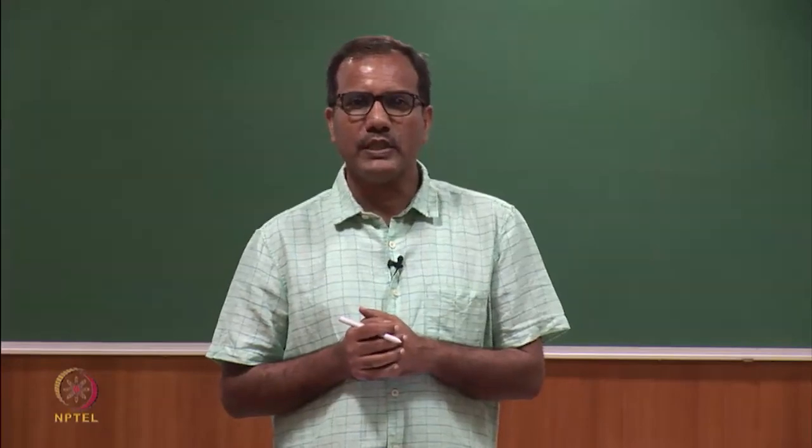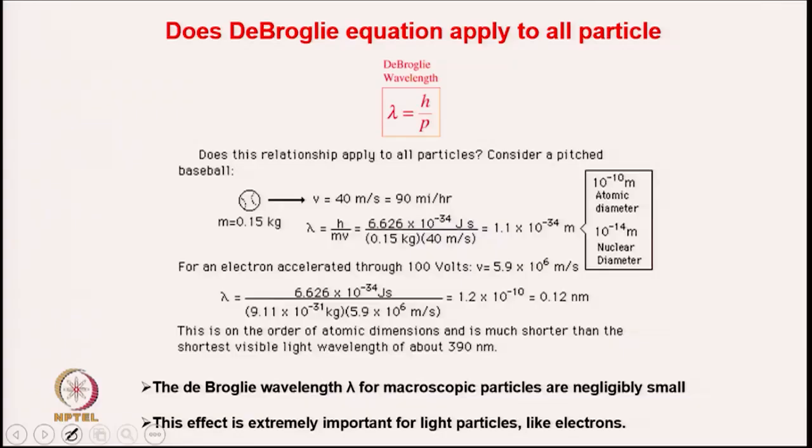Now, the question is, does the de Broglie equation apply to all particles? So, let us calculate lambda for a baseball. If the mass of the baseball is taken as 0.15 kg and lambda is calculated when v is 40 meter per second, then lambda of the baseball comes out to be 1.1 times 10 to the power minus 34 meter. Whereas, when an electron is accelerated through 100 volt, the lambda comes out to be 0.12 nanometer.